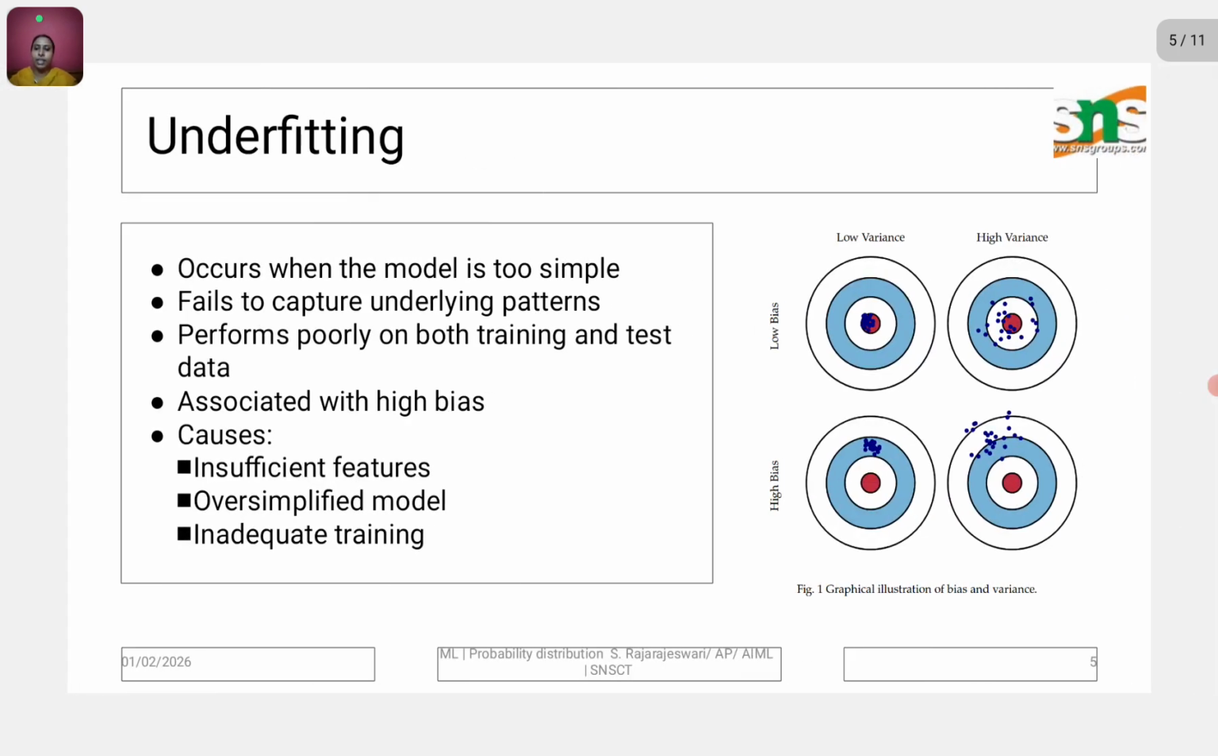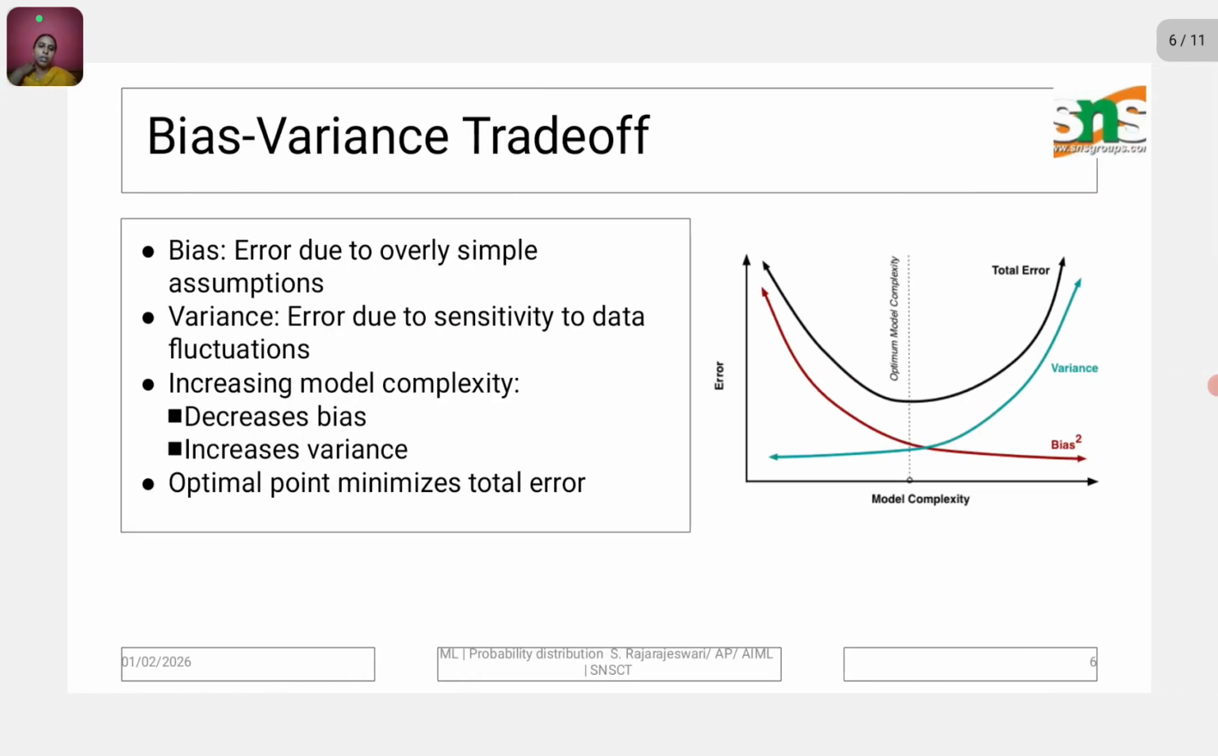Underfitting we saw in the last class itself. It fails to capture underlying patterns and performs poorly on both training and test data. It is associated with high bias, and its causes are insufficient features, an oversimplified model, and inadequate training. Bias, variance, and the trade-off we also saw in the last class.